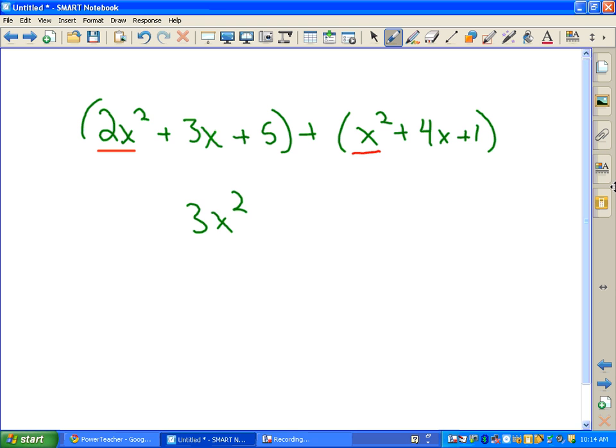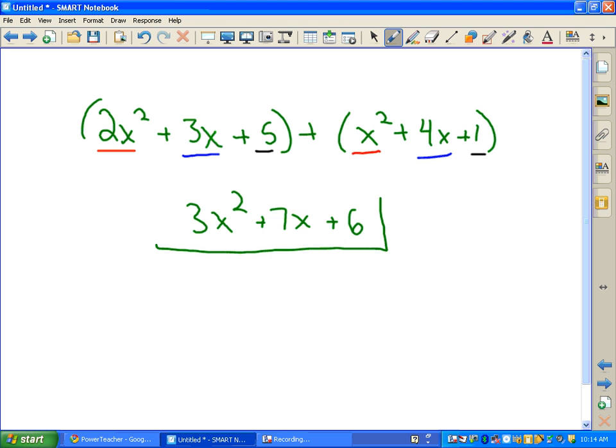Then my next term in each of these is just plain x. So those are like terms. 3x plus 4x gives me 7x. And at the end, I have just two whole numbers, a 5 and a 1. So I add those up. 5 plus 1 gives me 6.